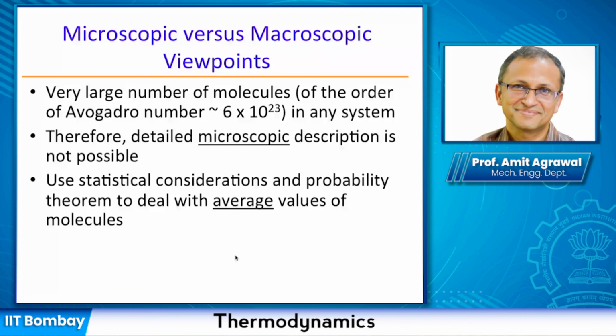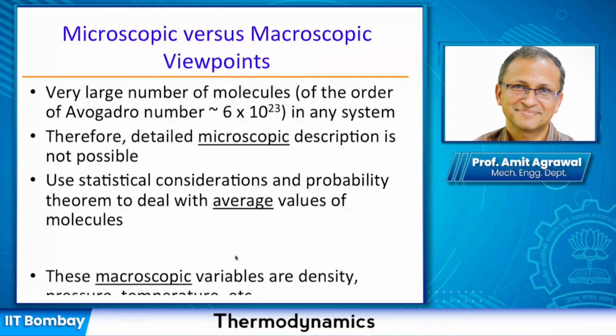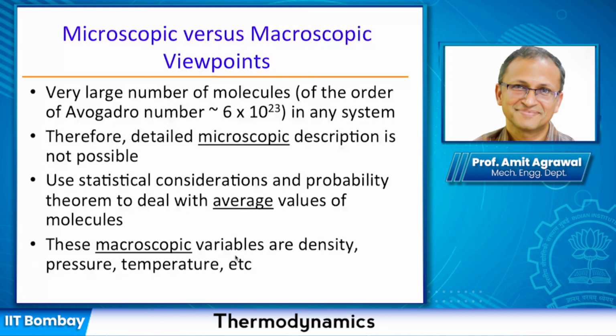When we talk about averages, then we talk about macroscopic quantities or macroscopic variables. We start talking about what is the density, what is the pressure, what is the temperature. You can see that if I'm looking at one molecule and I ask what is the density, it is meaningless. If I'm talking about one molecule, what is the pressure or what is the temperature, again, you can see it is meaningless.